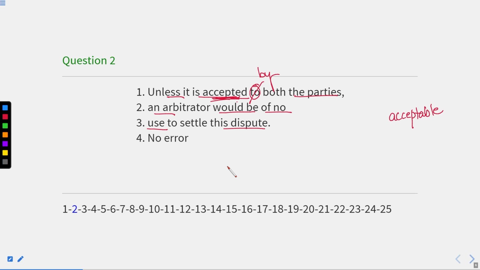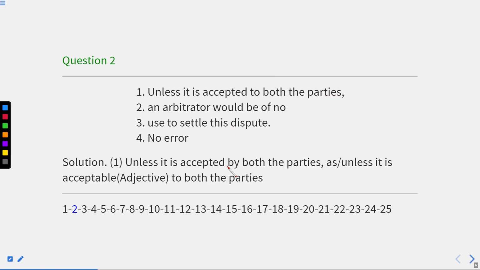Otherwise, the correct sentence can be: unless it is acceptable to both the parties. But this accepted word will not be accepted over here. This is incorrect. Accepted is actually the past participle, the past form of the verb, that is the third form of the main verb. This to should be replaced with by. Otherwise, we can replace accepted with acceptable. So here the error is in part 1.